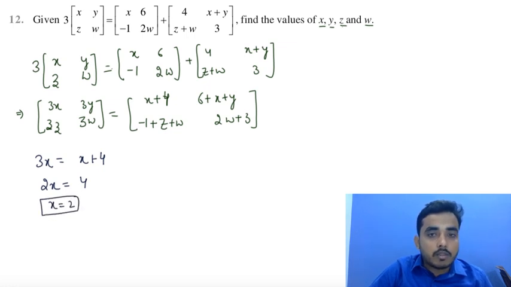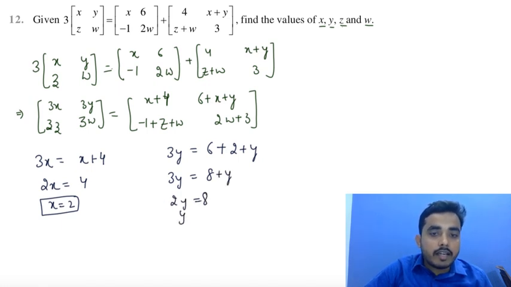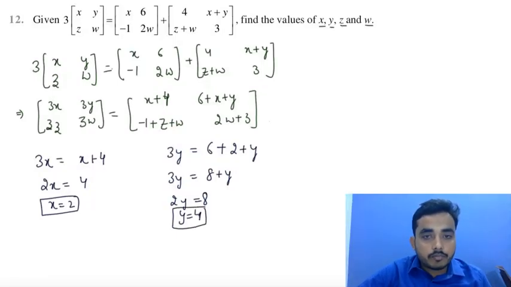अब हमारे पास x equals to 2 आ चुका है. So now 3y is equals to 6 plus, putting the value of x here, 2 plus y. So this is 3y is equals to 8 plus y. So 2y equals to 8 and y equals to 4. Y भी आ गया. Now let's check. 3w is equals to 2w plus 3. So this is w is equals to 3. W bhi humare paas 3 aa chuka hai.